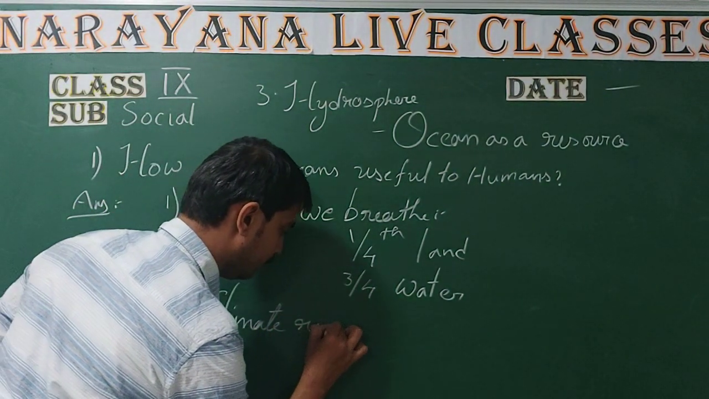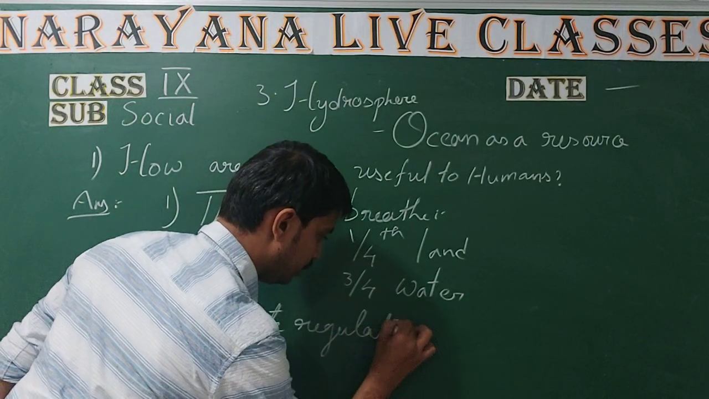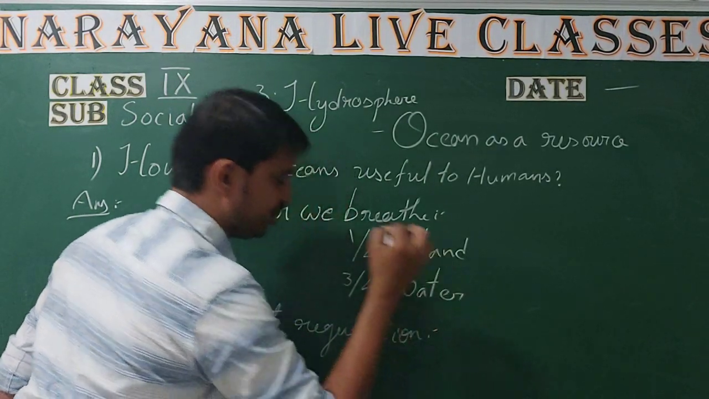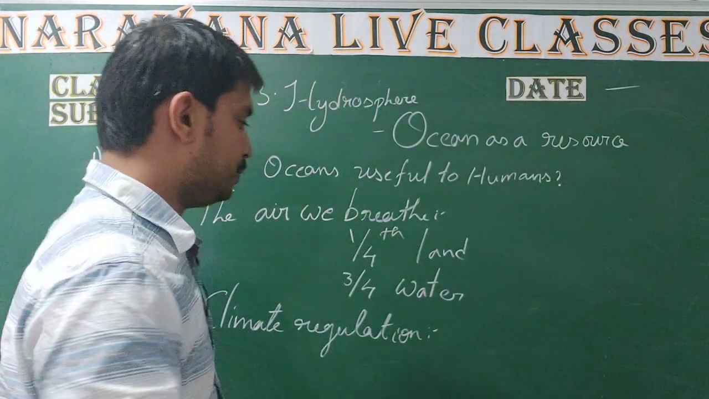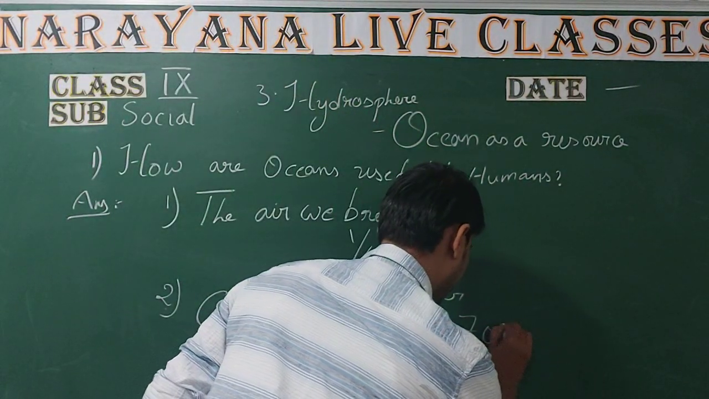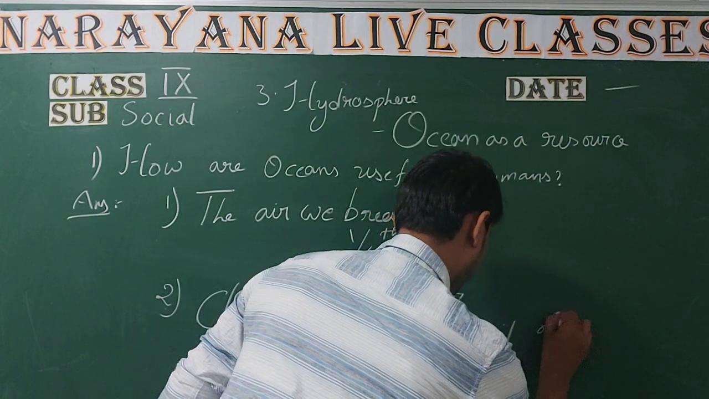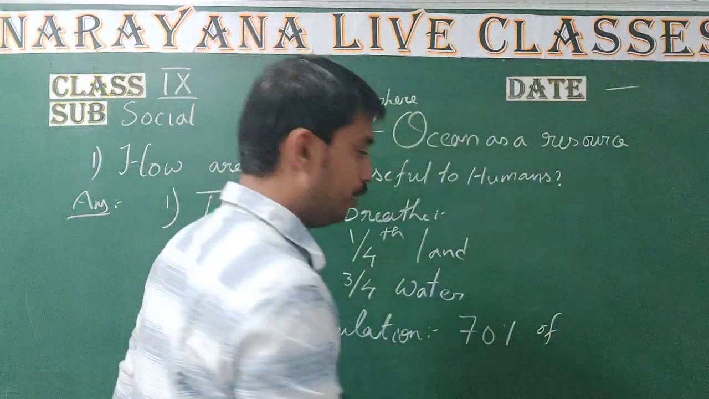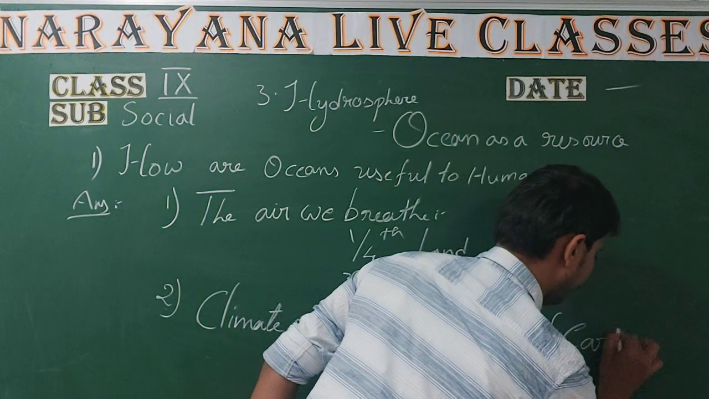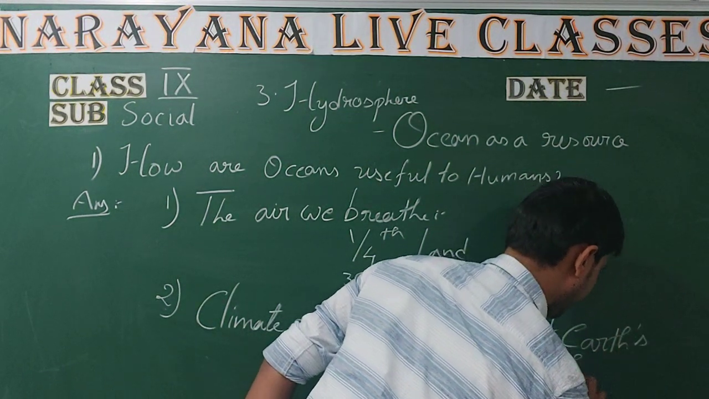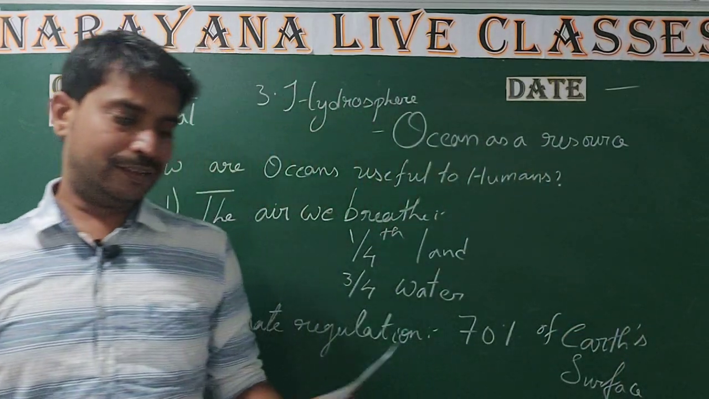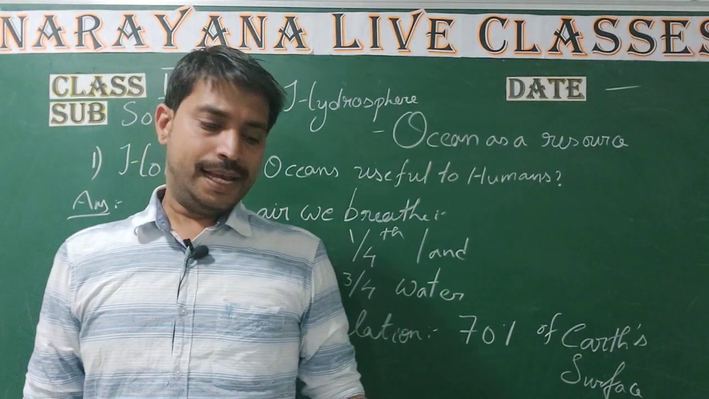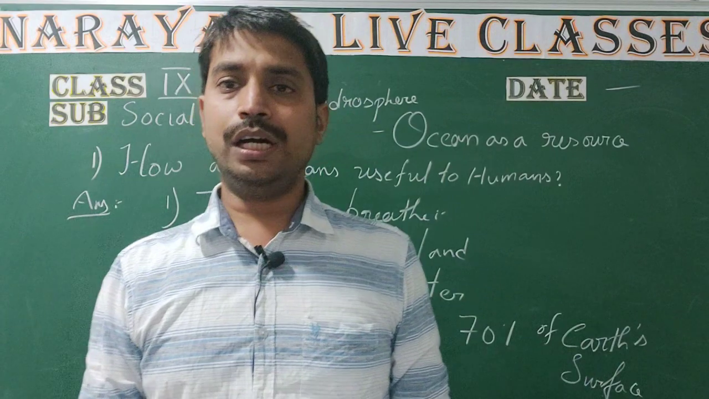Climate regulation. Clear, children? Climatic changes are also regulated. Covering how much percent? 70% of Earth's surface. The ocean transports heat from the equator to the pole.